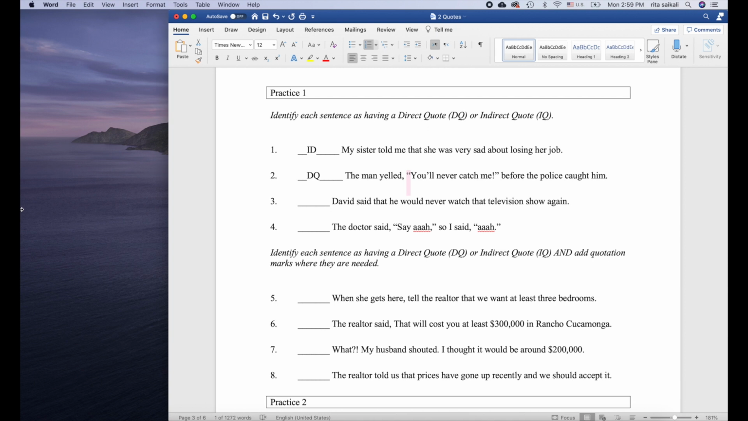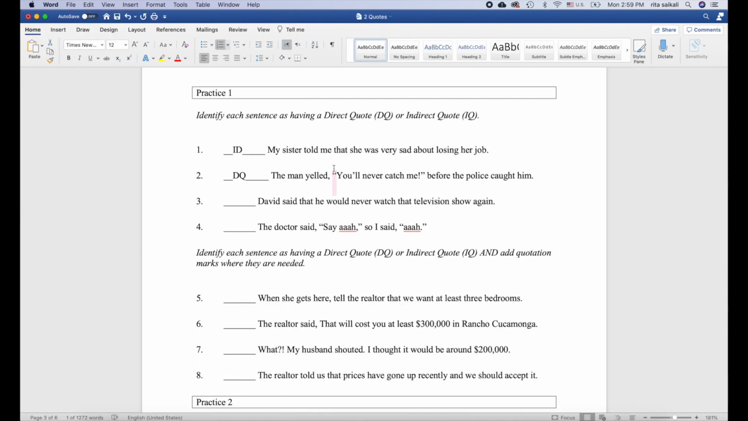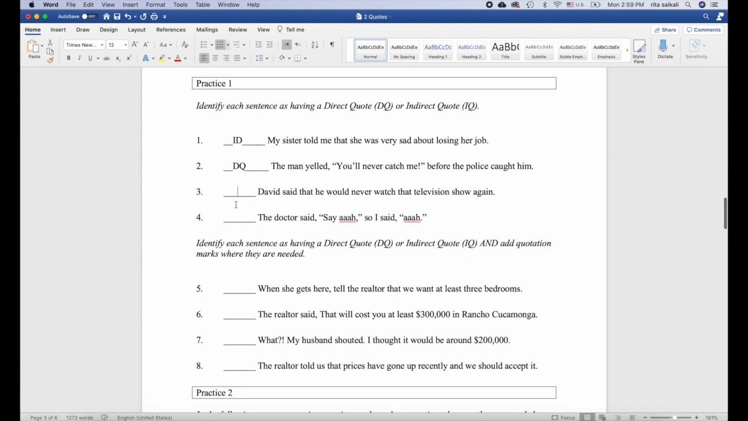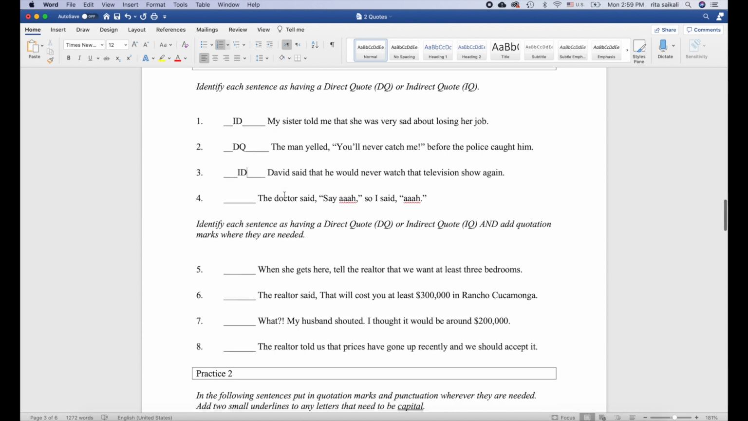Going to make this bigger. All right. So we see here that you have the quotes, and this automatically tells me that it's a direct quote. Number three, David said that he would never watch that television show again. Again, indirect quote. One, there is no quotation mark. Two, same case as here. We are telling what David said, we're giving a summary of what David said.